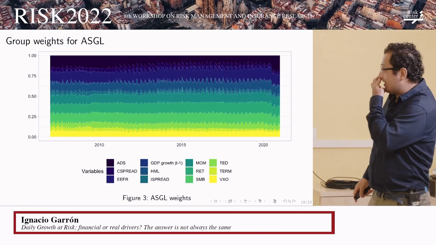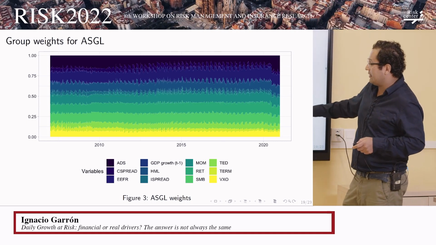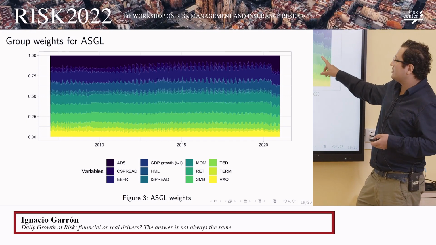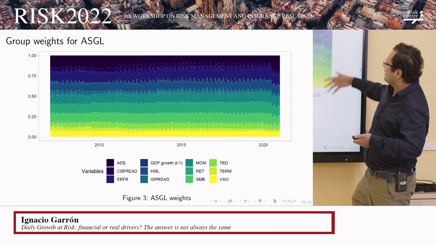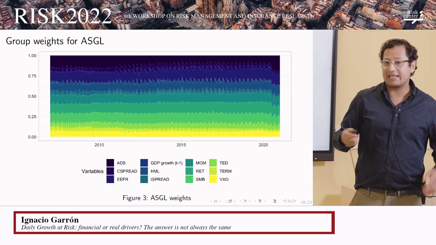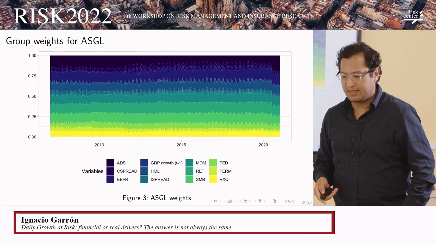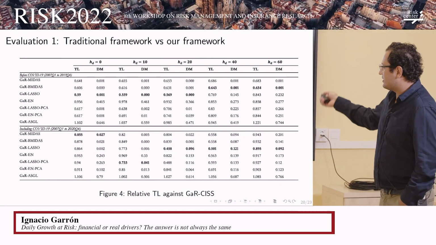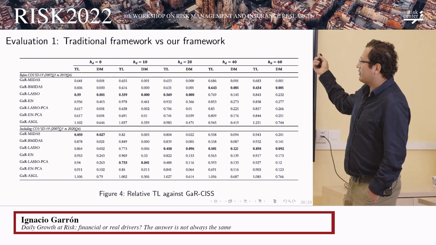Okay, and finally, I will show you why the last model that I showed you does poorly. It's mainly because the weights calculated are really stable, okay? So forecast combination, the main takeaway, it's really good to do this nowcast. And here it's just the evaluation, traditional framework versus our framework.